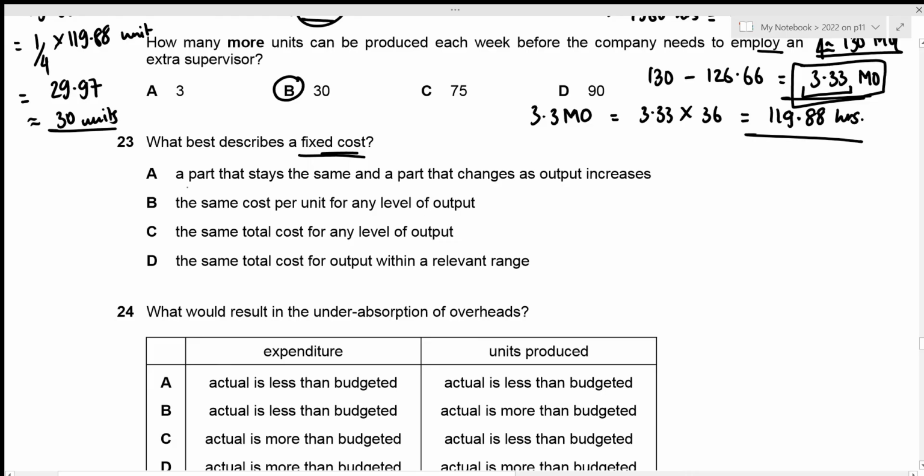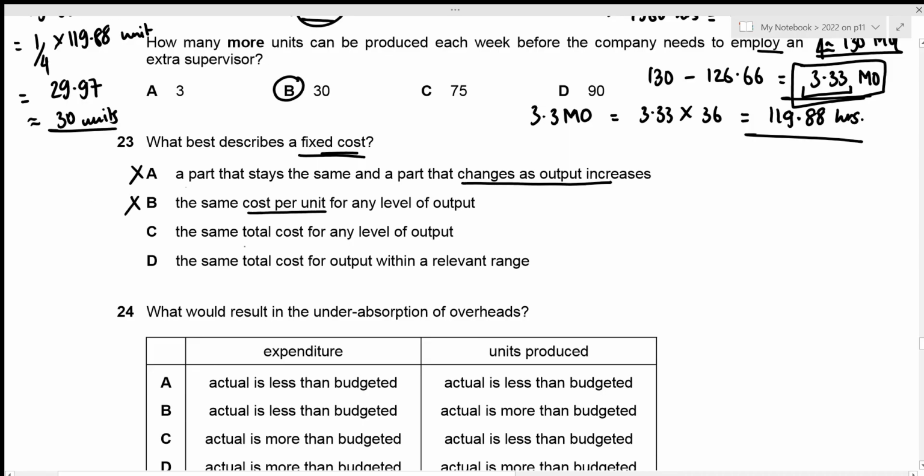Option A states a part that stays the same and a part that changes as output increases. This is incorrect, because if it changes as output increases, that will be a variable cost, and we're talking about a fixed cost. Then the second one states the same cost per unit. So cost per unit, we're not looking at the constant cost per unit, we're looking at the constant total cost. So this is again incorrect.